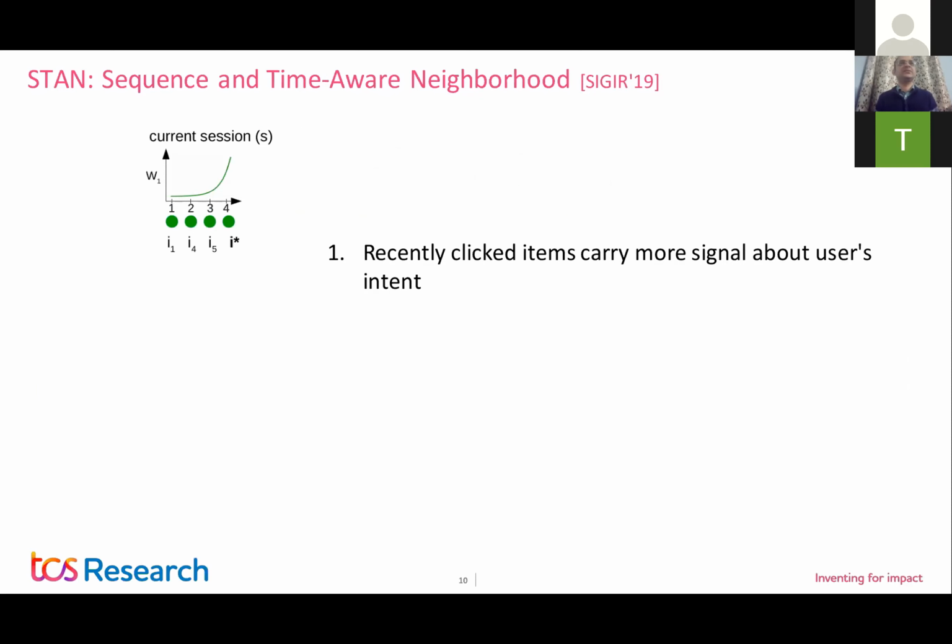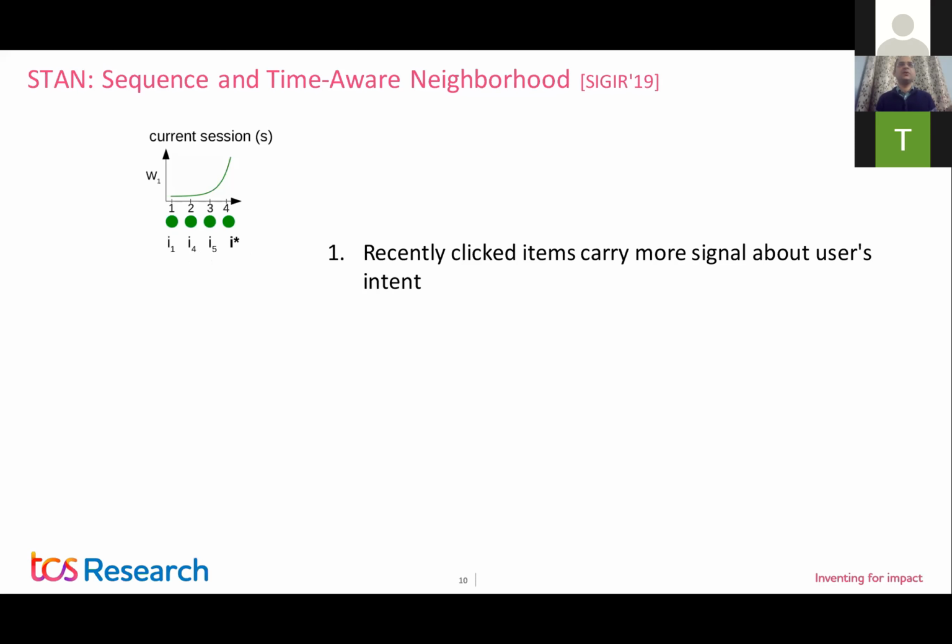As the name suggests, this is a nearest neighbor based approach, but it uses a few rules, or you can say thumb rules, which take into account the sequential nature of the problem and the temporal aspect of the problem. What I mean by that is, if you look at this toy figure on the left, let's say there is an ongoing session of a user, say S, and what the user has so far done is click on items I1, I4, I5, and I star. After these interactions, the goal is to recommend the next list of items to this user.